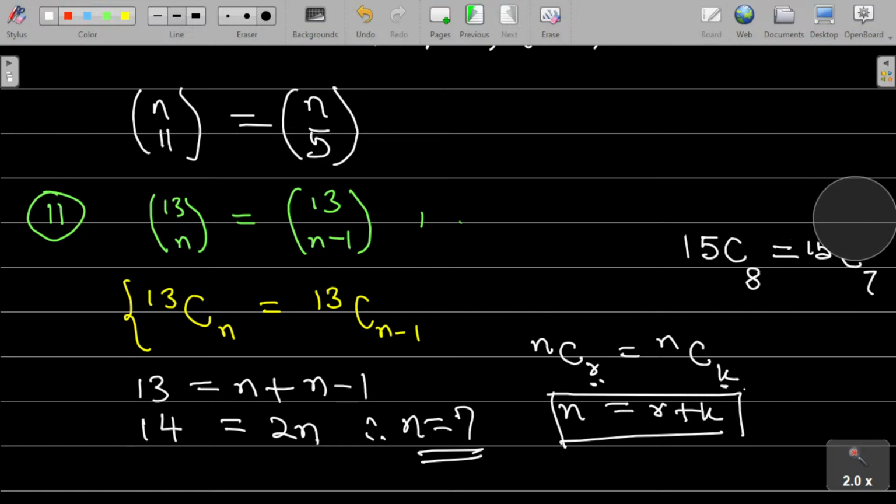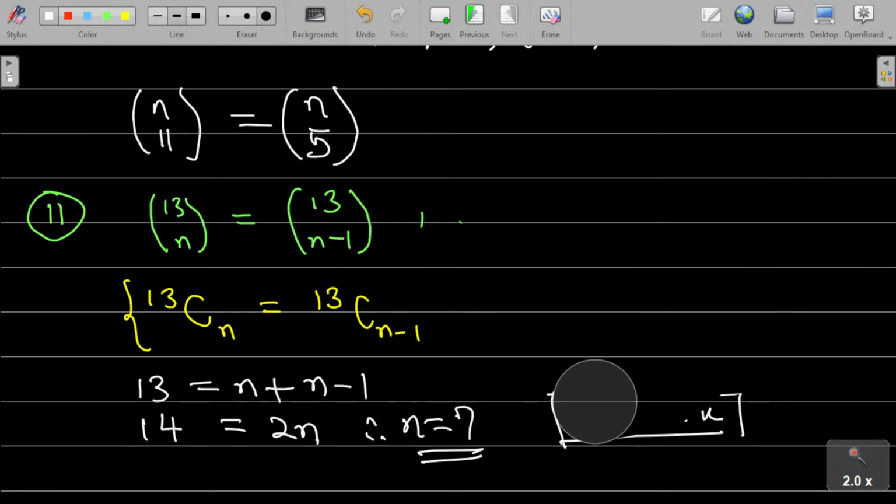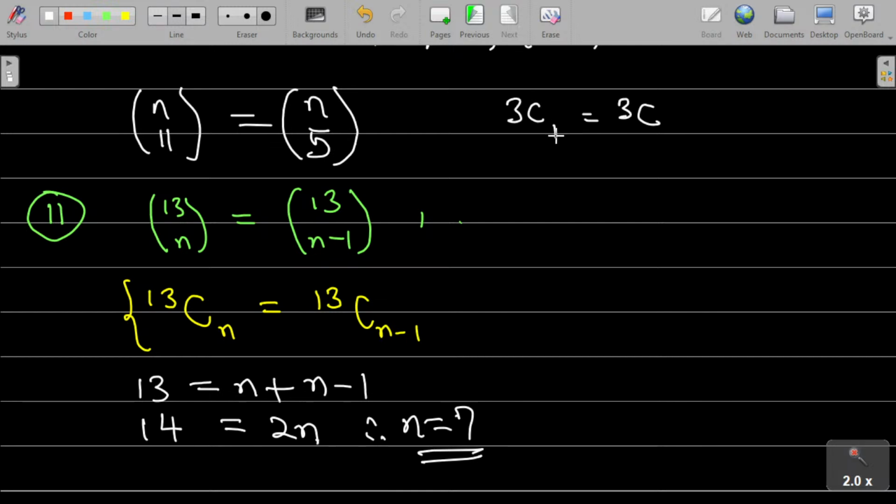Chidima, what we are saying is that under complementary combination, you are going to be needing this in other things that we are going to be doing. If you have something like 3 combination 1, it is equal to 3 combination 3 minus 1, which is 2. That means if I have 7 combination 4, let's do this and see if what I'm saying is true.